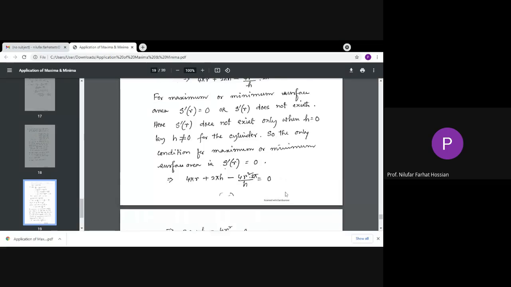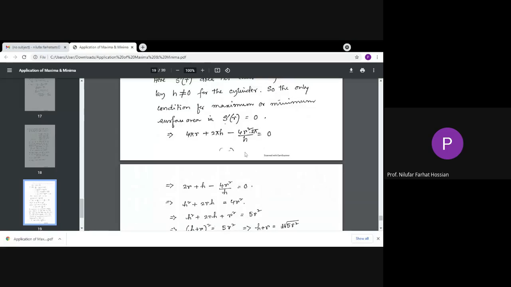So what we get from this condition, you can divide throughout the equation by 2 pi. So it will be 2r plus h minus 4r square by h. Multiplying by h on both sides, h square plus 2rh equal to 4r square, right?